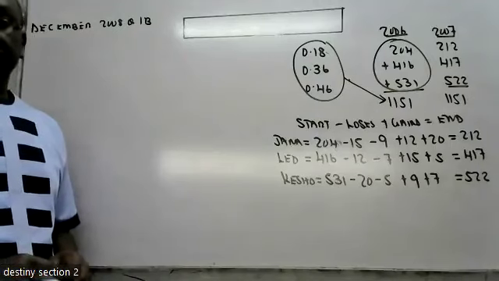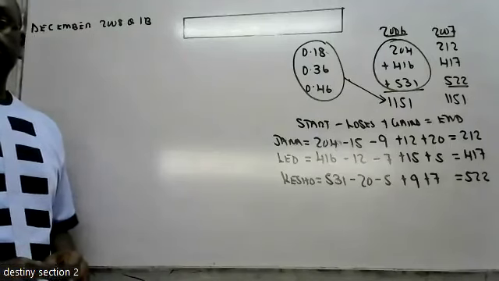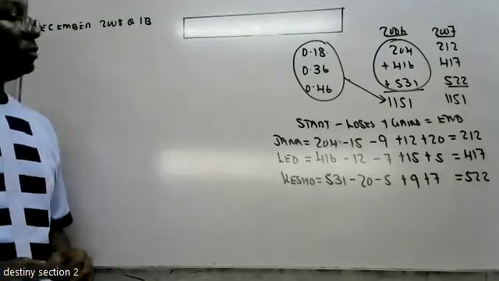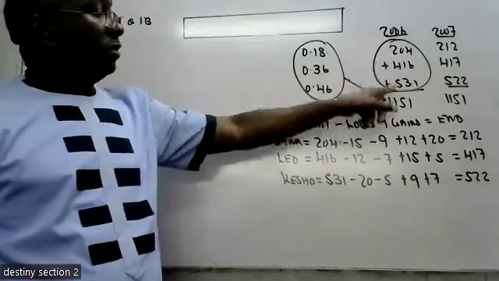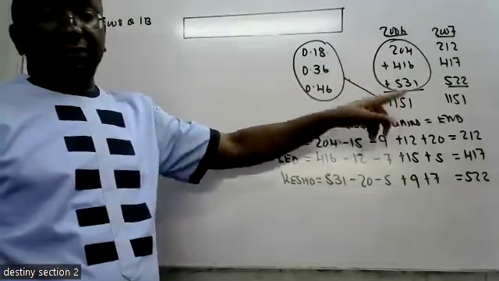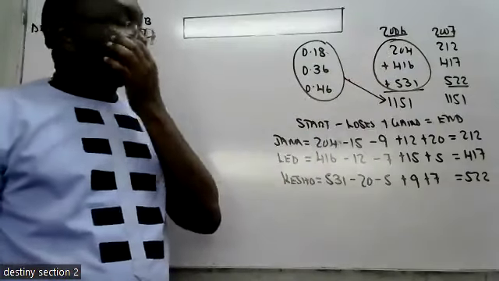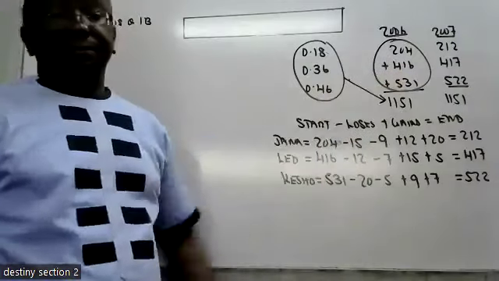Sorry, Mwalimu, a question. Where have you gotten the ratios, the 0.18, 0.36? I'm saying you take these, like these 204, you divide by this one, 1151. Okay. So each one of them.